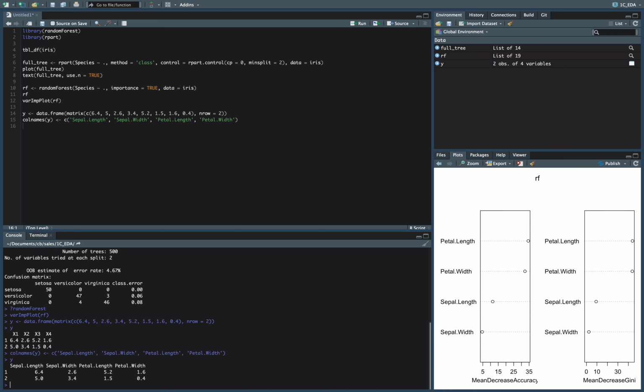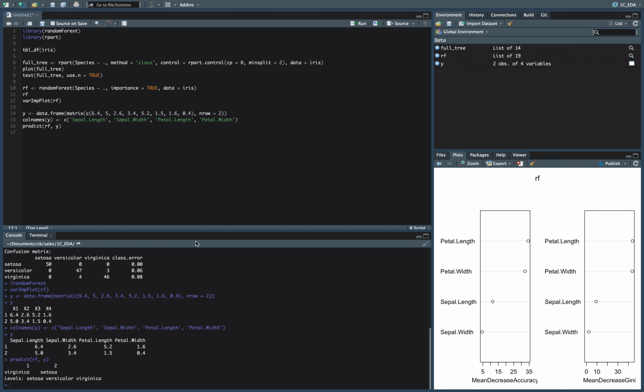So let's take one more look at y. Now they're properly named, and it's going to predict, given these 4 variables, what flower does it think it is. And to do that, we'll do a predict. You put your model, and then your data that you're predicting. And so it predicts the first one is a virginica, and the second one is a setosa. Pretty neat, right?